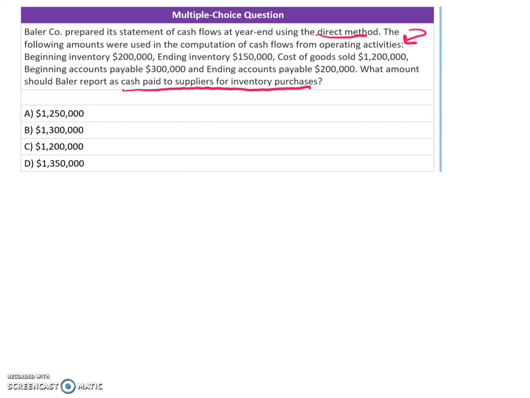So what we're talking about here is going to be related to the operating section, but more specifically, we're talking about our cash outflow. When we're dealing with cash outflow related to operating activities, this is generally always going to be related to our cost of goods sold. So we're going to be calculating our cost of goods sold cash outflow.